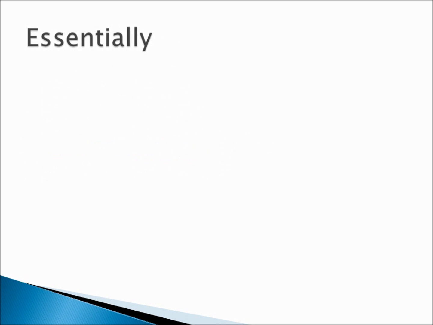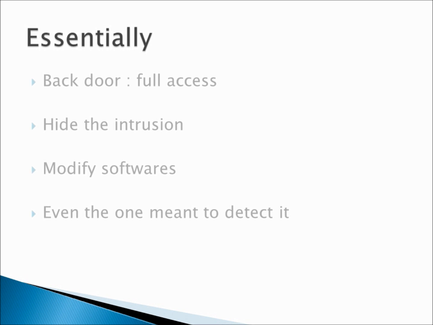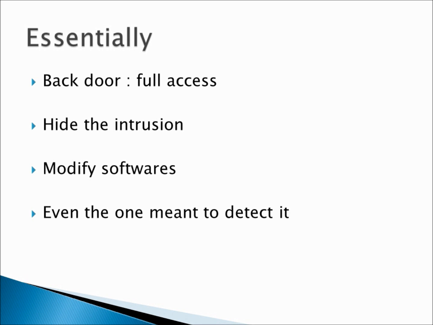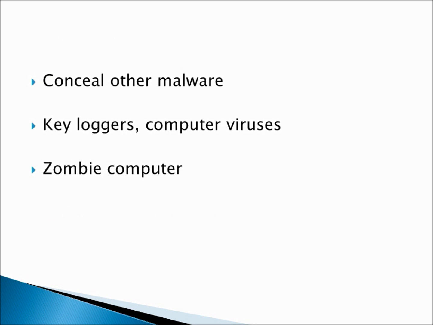Essentially, rootkits provide an attacker with full access via a backdoor. They hide the intrusion. They can modify any software in the system, even the ones meant to detect them. They conceal other malware, notably password stealers, keyloggers, and computer viruses. Also, they can appropriate the compromised machine as a zombie computer and use it for attacks on other computers.